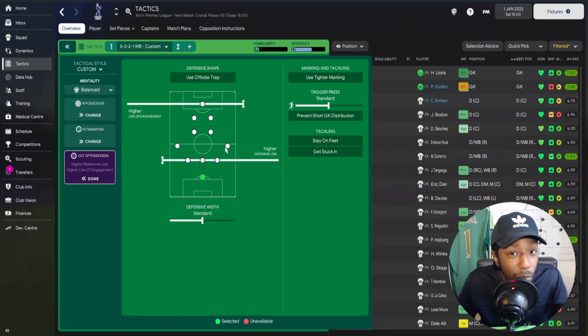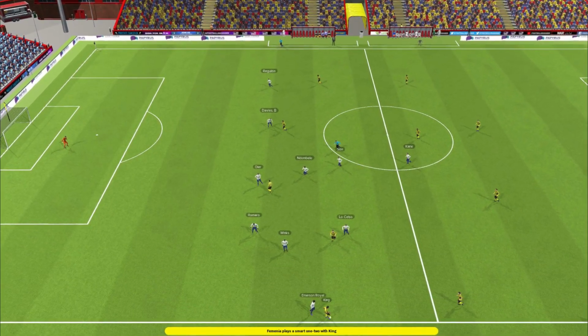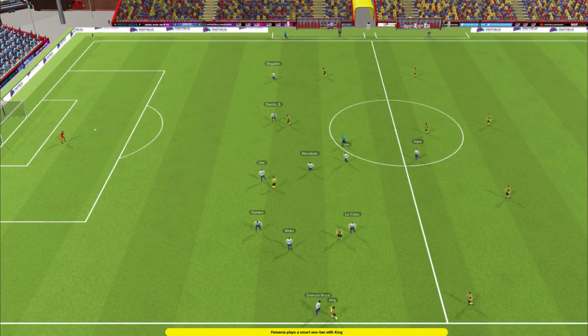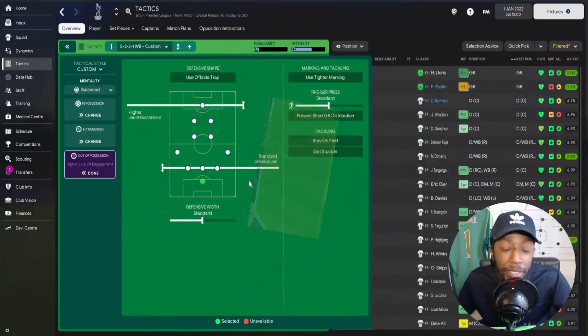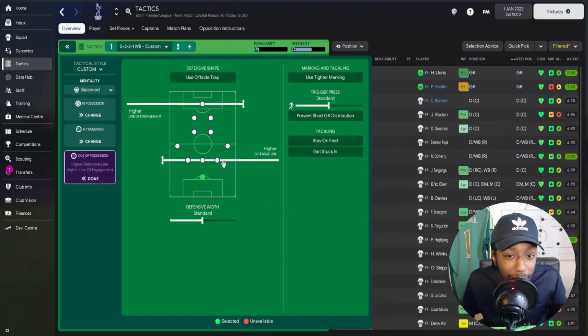This, of course, is also going to make sure that we aren't giving up too much space in between the lines. If I left, I don't know, the defensive line on standard, but the higher line of engagement, this will create more depth and more space in between our lines, which is exactly what we don't want. So we're going to go with the higher defensive line.